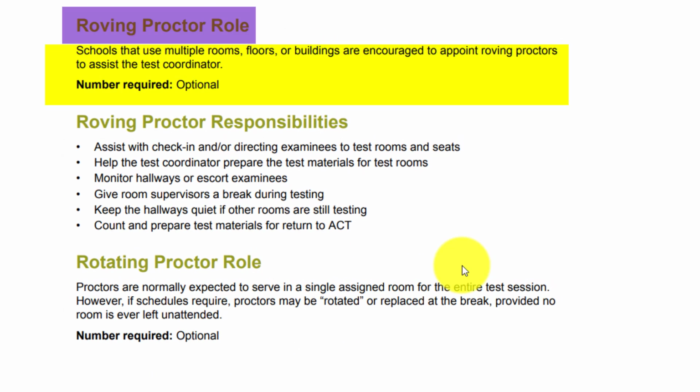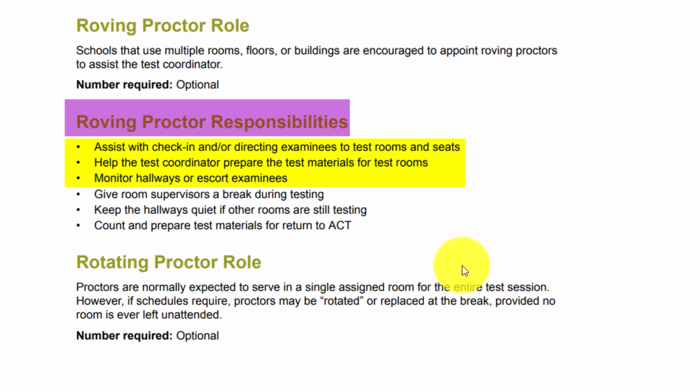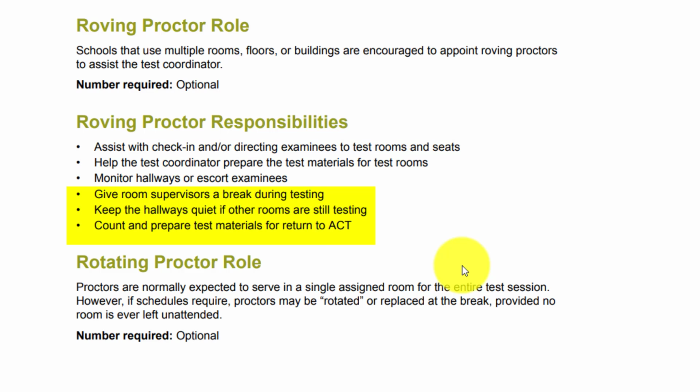The roving proctor role, so you can also have a roving proctor. Schools that use multiple rooms, floors, or buildings are encouraged to appoint roving proctors to assist the test coordinator, and this is optional. Roving proctor responsibilities: assist with check-in and/or directing examinees to test rooms and seats, help the test coordinator prepare the test room and test materials for test rooms, monitor hallways or escort examinees, give room supervisors a break during testing, keep the hallways quiet if other rooms are still testing, count and prepare test materials for return to ACT.